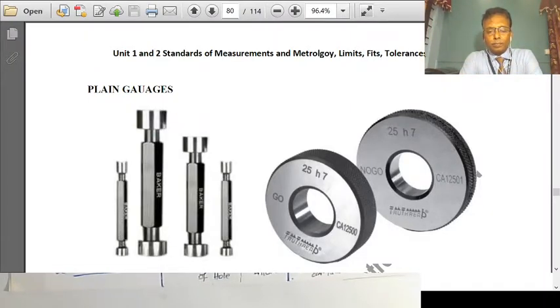Hello friends, hello students. I welcome you back to my next tutorial on limits, fits and tolerances. Today I'm going to discuss gauge design, that is go and no-go gauge for hole and shaft.